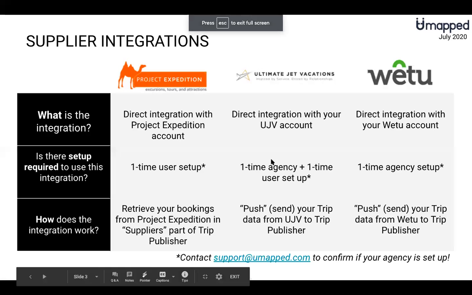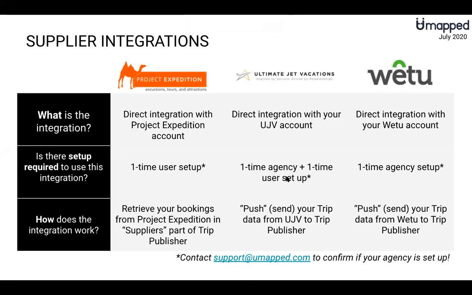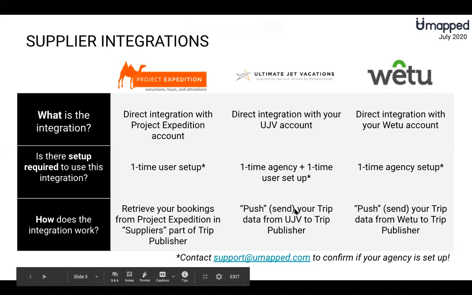For Ultimate Jet Vacations, this is also a direct integration with your UJV account. It does require an agency setup and a one-time user setup. So you just have to reach out to us to get that started. But this allows you to push your trip data from UJV to the Trip Publisher, and then you can retrieve anything you've made in Ultimate Jet Vacations from the booking inbox.